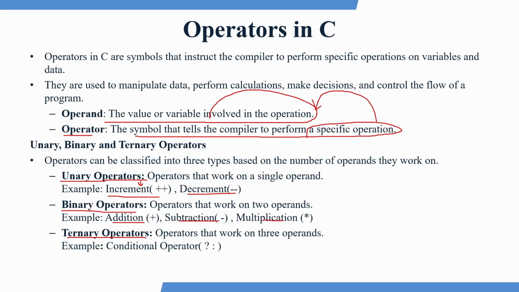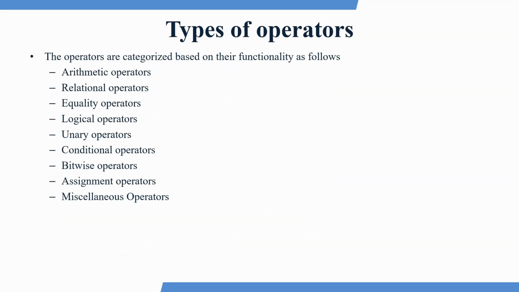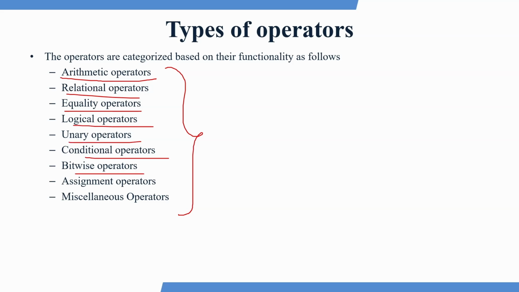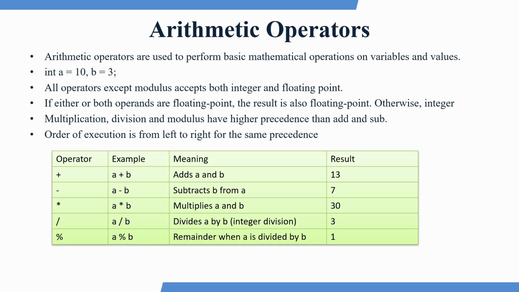And the ternary operator is the one we have, which is called a conditional operator. So these are the list of operators offered by the C language: arithmetic operator, relational operator, equality operator, logical operator, unary operator, conditional operator, bitwise operator, assignment operator, and then miscellaneous operators. So first we will see arithmetic operators.